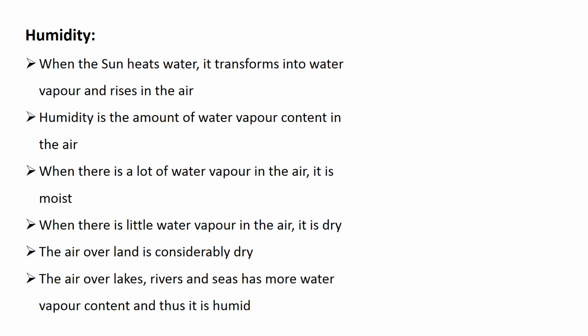Humidity. When the sun heats water, it transforms into water vapor and rises in the air. Humidity is the amount of water vapor content in the air. When there is a lot of water vapor in the air, it is moist. When there is little water vapor in the air, it is dry. The air over rivers, lakes, and seas has more water vapor content and is thus humid.